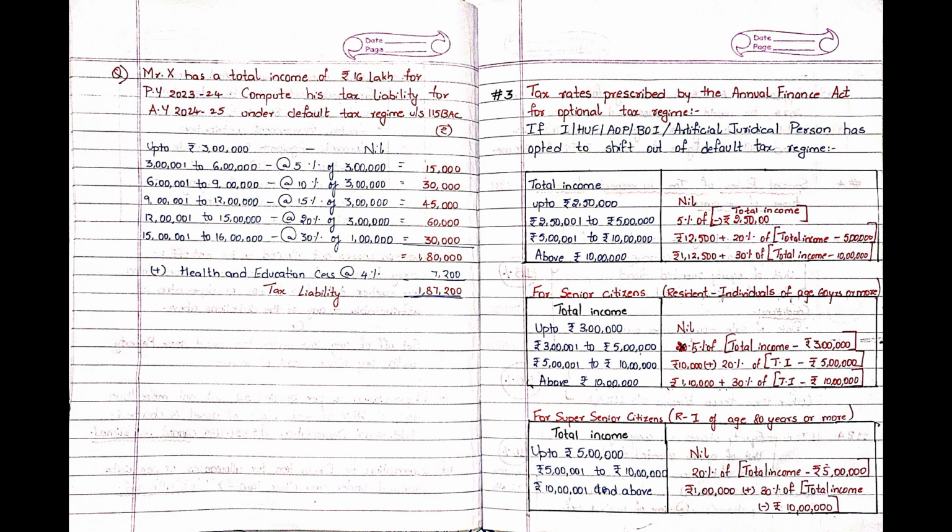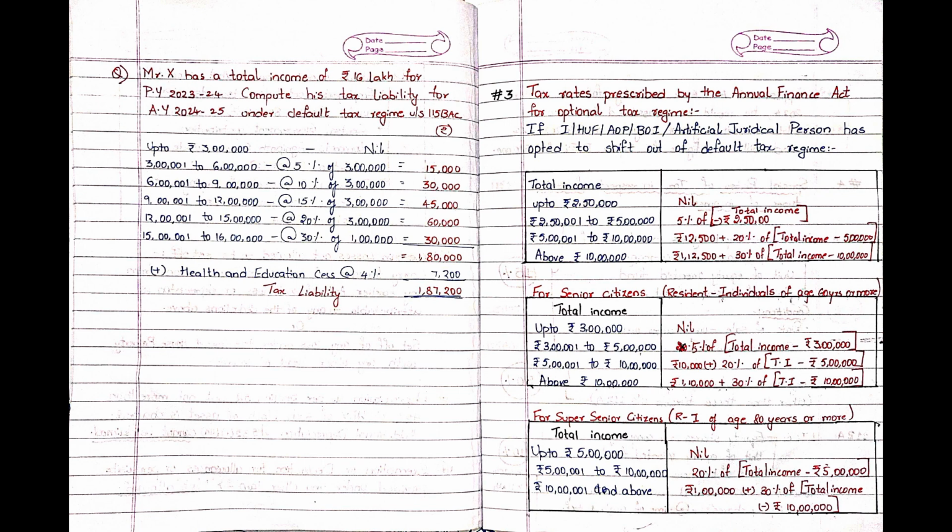Adding up all these amounts, we get a total of 1,80,000 rupees. For this rupees 1,80,000, we add health and education cess at 4%, which is rupees 7,200. So the final tax liability of Mr. X is rupees 1,87,200.